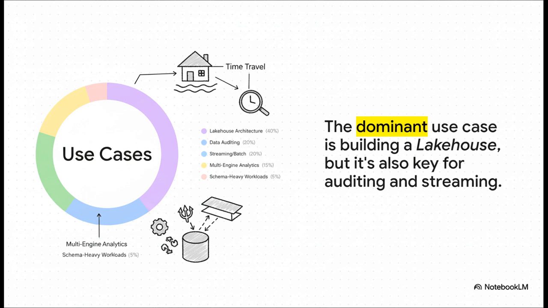But it's also a huge deal for things like data auditing and compliance, which makes total sense thanks to time travel. And it's also being used to unify streaming and batch data into a single table. That multi-engine piece is also critical because it lets teams use the best tool for the job, like maybe Spark for big ETL jobs and Trino for quick BI queries, all on the exact same consistent data.